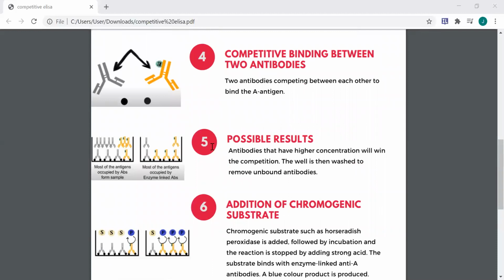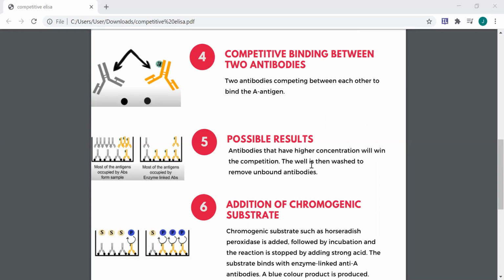Then there are two possible results. First, if the antibody from the serum is more than the enzyme-linked antibody, then most of the antigen will be bound by the antibody from the serum. The second possible result is if the enzyme-linked antibody is more than the antibody from the serum, then most of the antigens will be bound by the enzyme-linked antibody. So the antibodies that have higher concentration will win the competition. This is what it means.